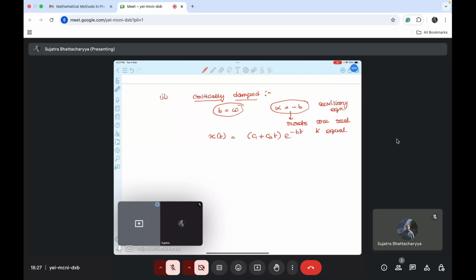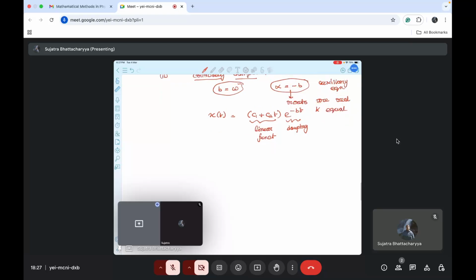All right. So you can clearly see that there is some kind of damping present here with time, but there is a linear function as well. So there is a linear function in time, a straight line in time. Along with that, there will be some kind of damping. So this is the solution for the critically damped case.